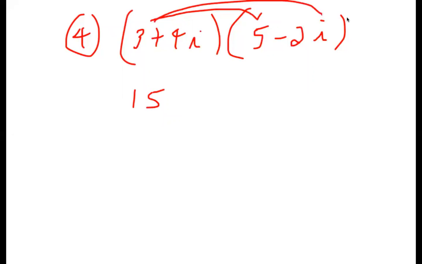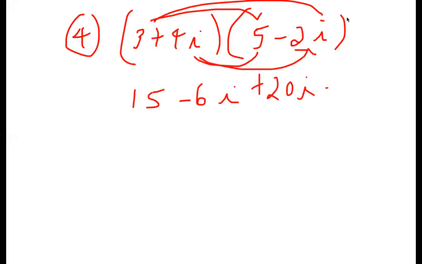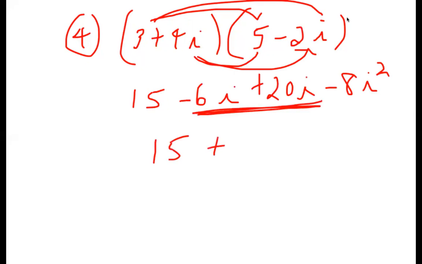So 3 times 5, 15. 3 times negative 2i, negative 6i. 4i times 5 is 20i. 4i times negative 2i gives you a negative 8i squared. Combine like terms, negative 6i plus 20i is going to give you 14i. Bring down the 15, of course. And minus 8i squared becomes, let's go ahead and change that, okay? So let's just go ahead and put positive 8 because negative 8 times negative 1 gives you positive 8. And then the last step is to combine the 15 with the 8. So that gives you 23 plus 14i, okay?